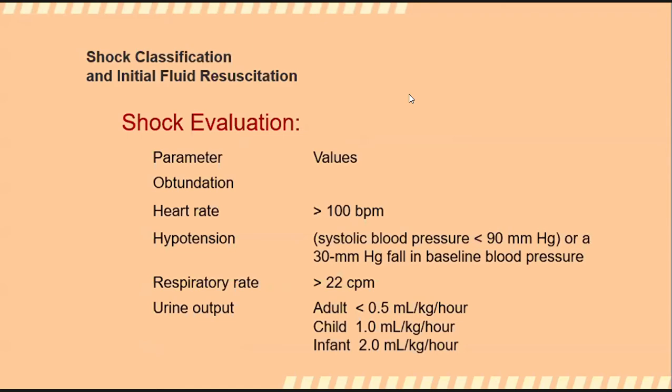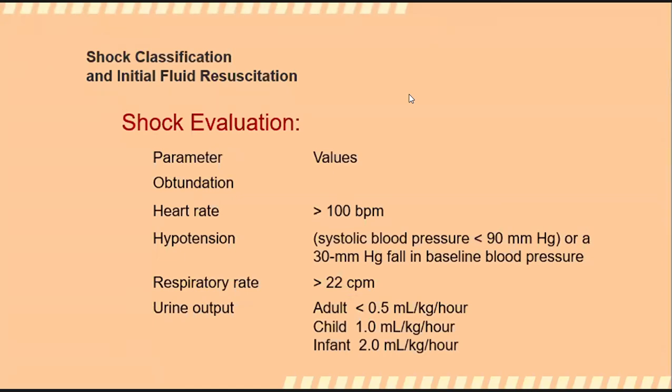So decreased yung peripheral perfusion, and pallor. So we have your evaluation, your parameters, your observation. So if the patient has decreased sensorium, decreased GCS, usually less than 8; heart rate, if more than 100, tachycardic; hypotensive if your SBP is less than 90, or if there's a 30 mmHg fall in your baseline blood pressure.